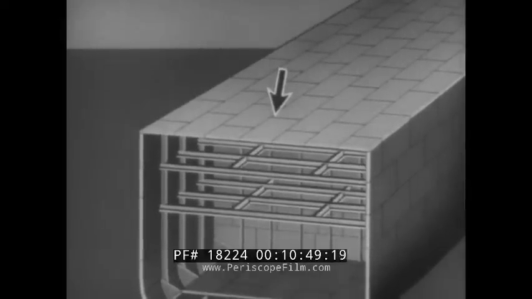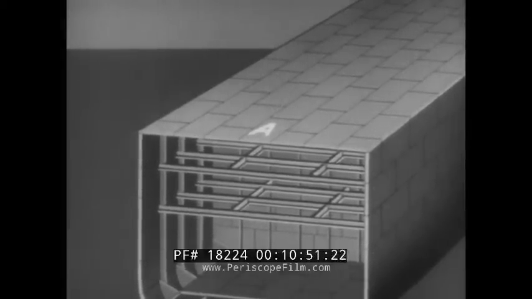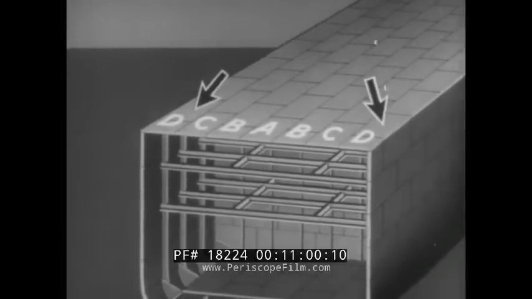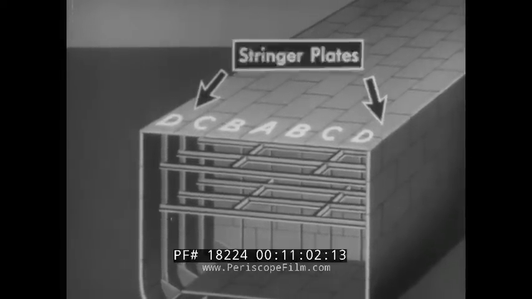The center strake is the A strake. Then, moving outboard or toward the sides of the ship, the strakes are lettered in alphabetic order. The outermost strakes are known also as the stringer plates.